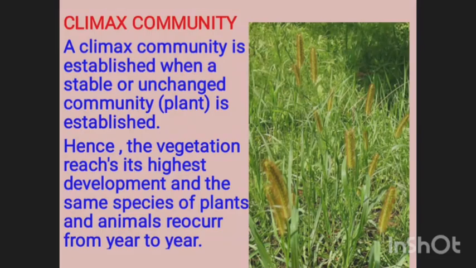You don't see any new ones again, which means at that particular stage, we say the ecological place there has reached what we call climax. That community has reached climax, or it has reached a level of stability, where you don't experience new growth again, you don't experience new plants there again. You're just stable because you're seeing the same plants year in, year out. So vegetation reaches its highest development, and the same species of plants and animals reoccur from year to year. This is what we mean by climax community, or you can call it stable community.